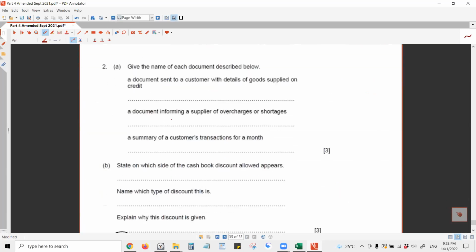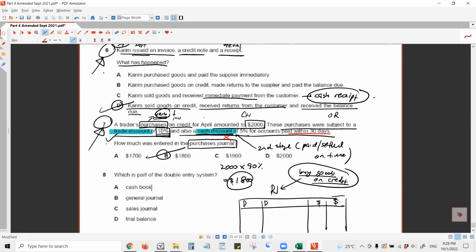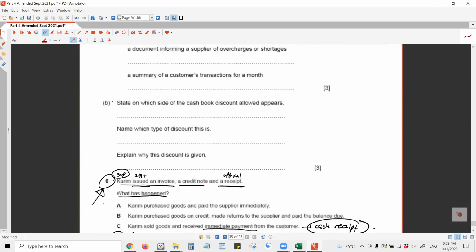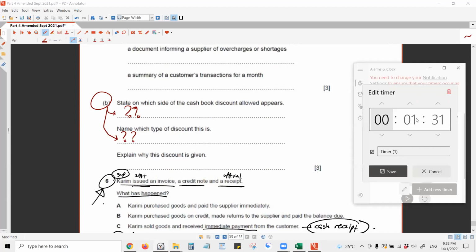Look at the next page. We look at question 2B. You give me two answers, one for this, another for this. This is a theory question from the past exam paper as well. So you give me two answers. I wait for you. I give you 1.5 minutes. B1 and B2, the last page.